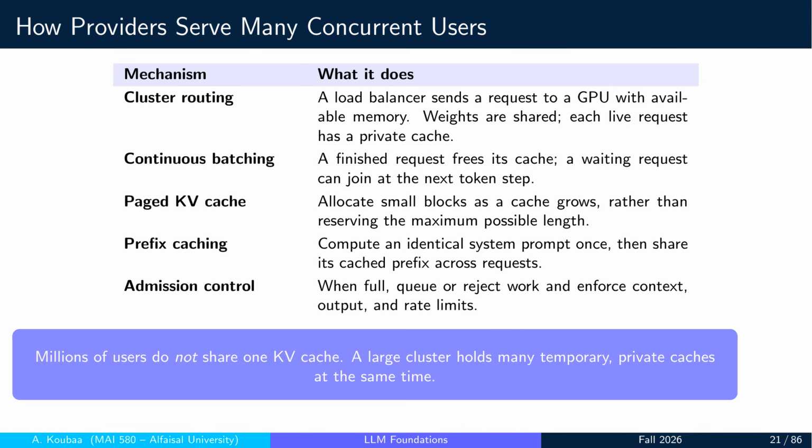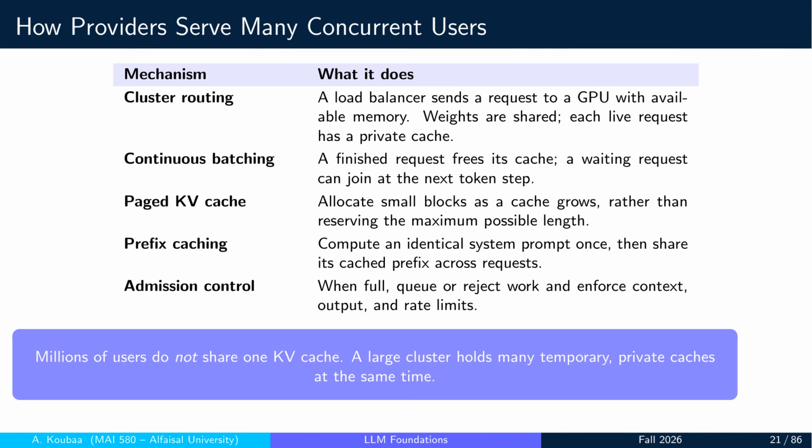The first is cluster routing, and it is the least glamorous. A load balancer sends each incoming request to a GPU that has memory available for it. The weights are shared. Every GPU in the fleet holds the same model, but each live request holds a private cache. So the routing decision is fundamentally a memory placement decision, not a compute decision.